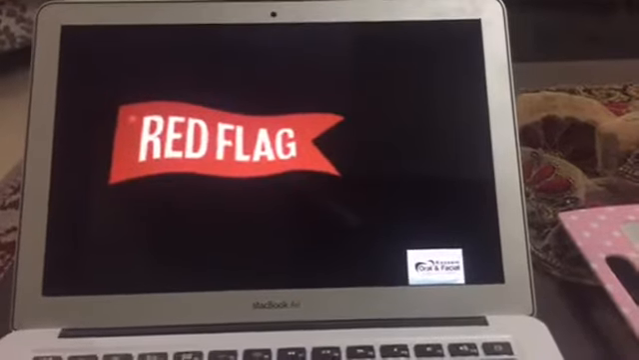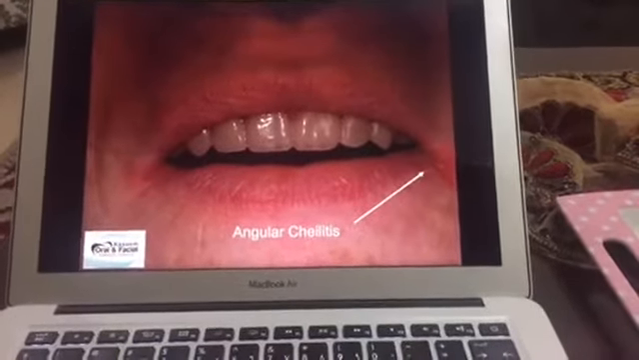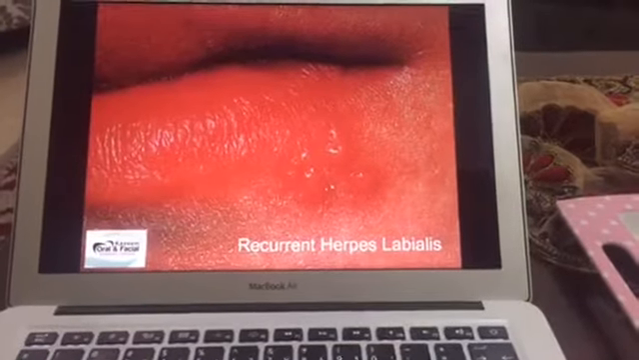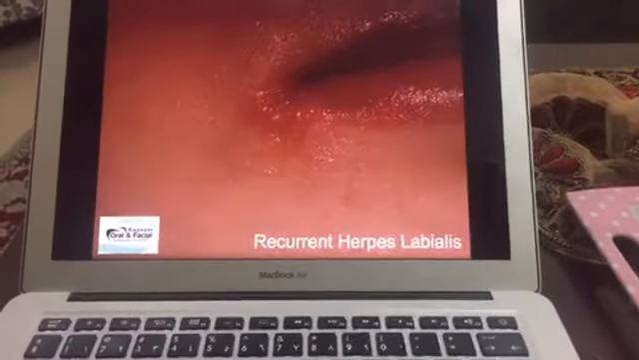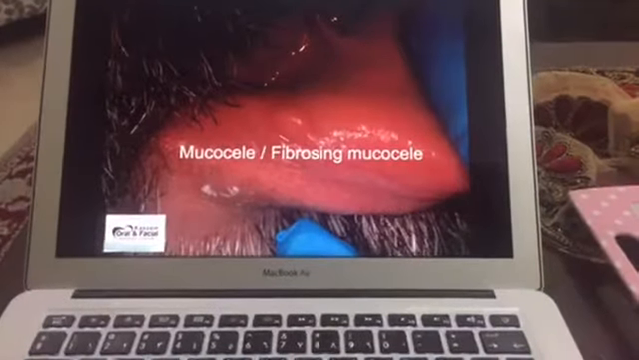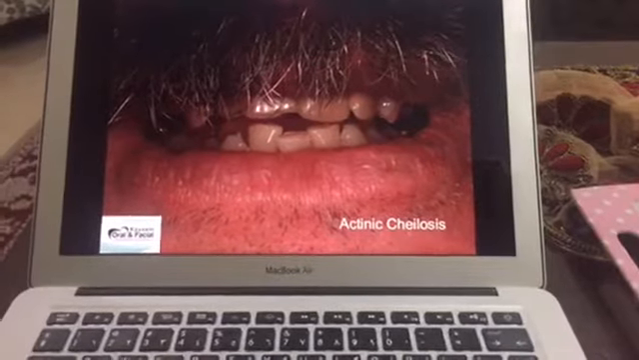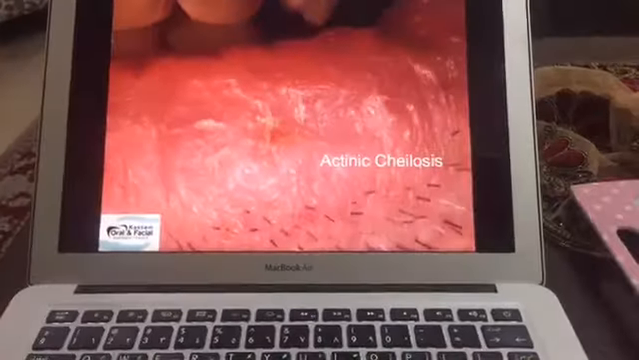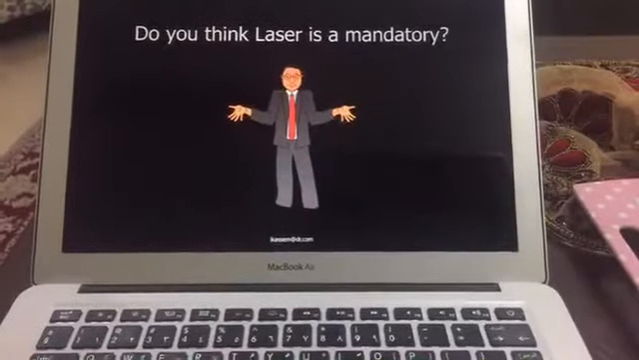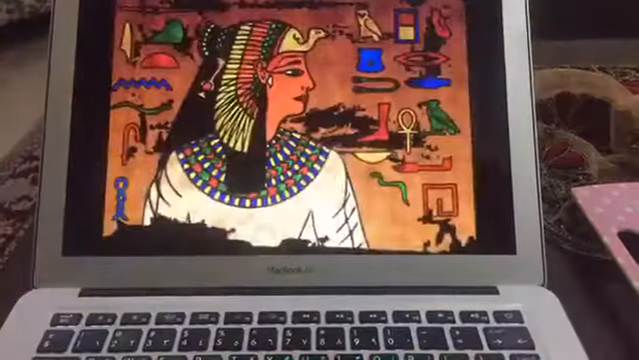What are the red flags? Do not do it if you have these. If you have a patient with angular cheilitis, this technique is not advised. Also patients with recurrent herpes labialis, abscess, mucocele, or actinic cheilosis, it's not advised. Okay, do you think laser is mandatory in this technique? For me, I think yes.